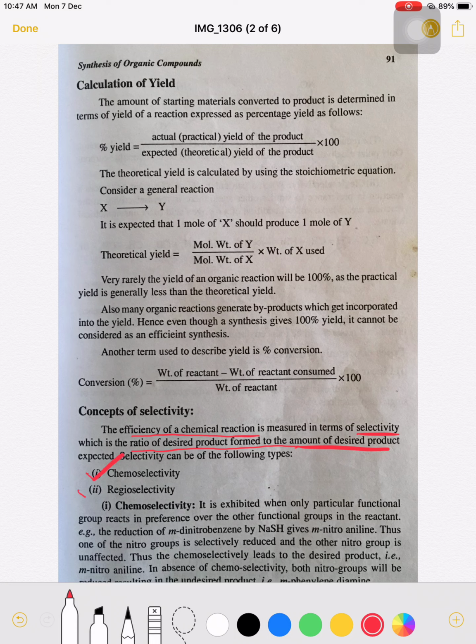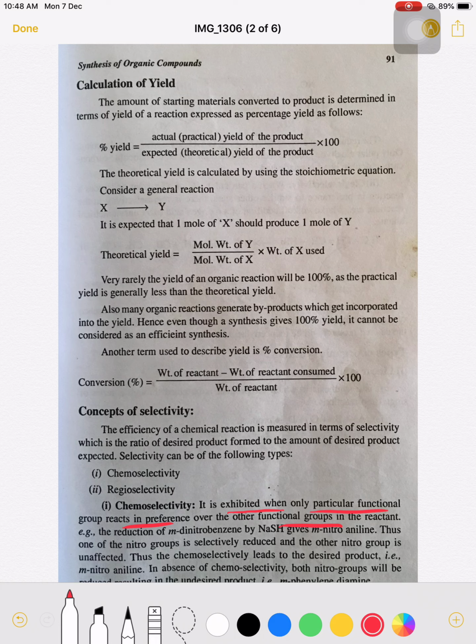One is chemoselectivity, another one is regioselectivity. Now see what is meant by chemoselectivity. It is exhibited when only a particular functional group reacts in preference to other functional groups in the reactant. Means, if there are two functional groups, and only one functional group is converted into the other group, then that selectivity is known as chemoselectivity.